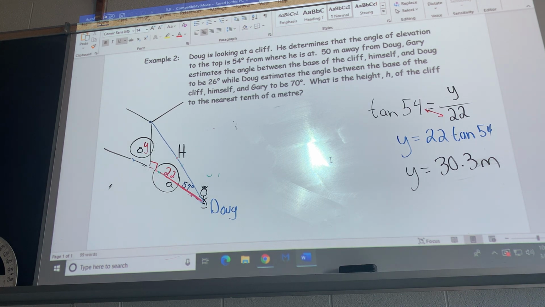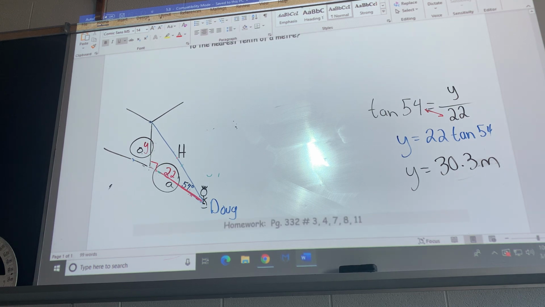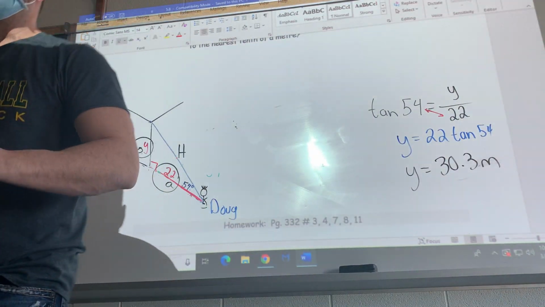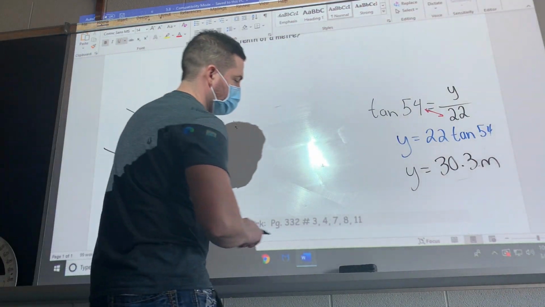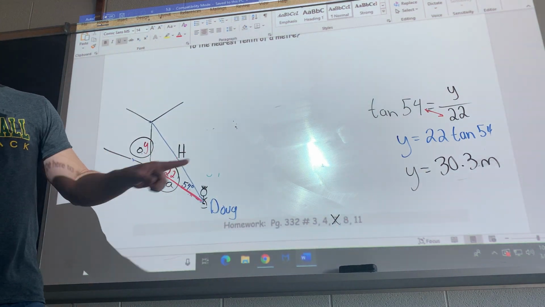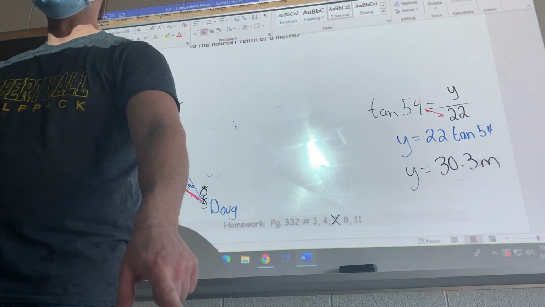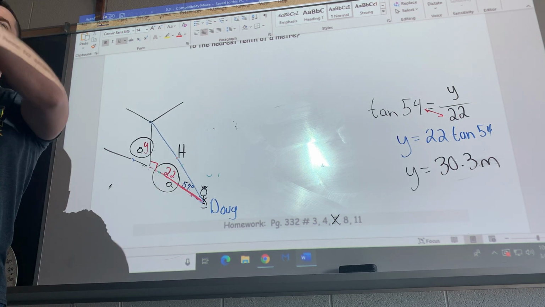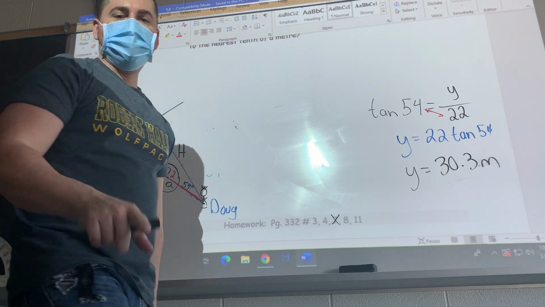I think that's it for the lesson. Do not do 7. If this was a regular school year, I would assign 7. Take that out because it's actually a lot harder. Even though it looks the same, it doesn't give you any angles in the bottom, and you end up having to make 3 equations and then solve for different letters. So do not do 7.